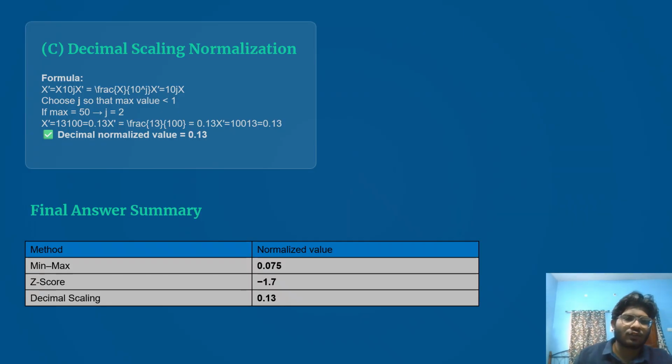Now decimal scale normalization is, right, the value x divided by 10 to the power j, and j is 2. In the question it is 13, and that 13 we will divide by 100, so we will get 0.13.